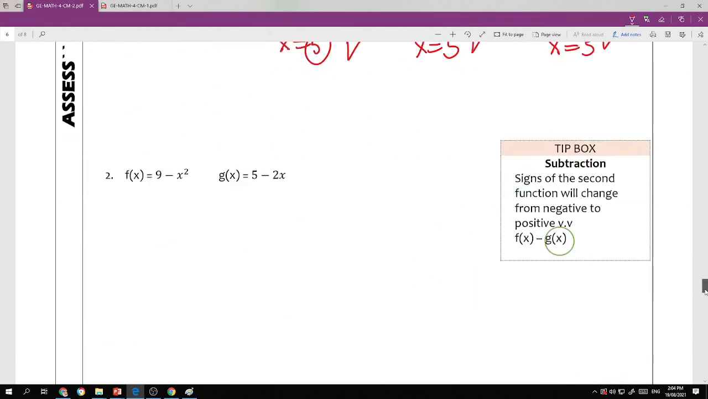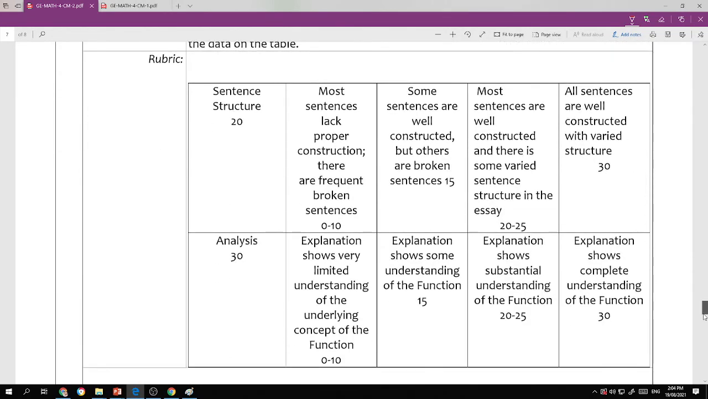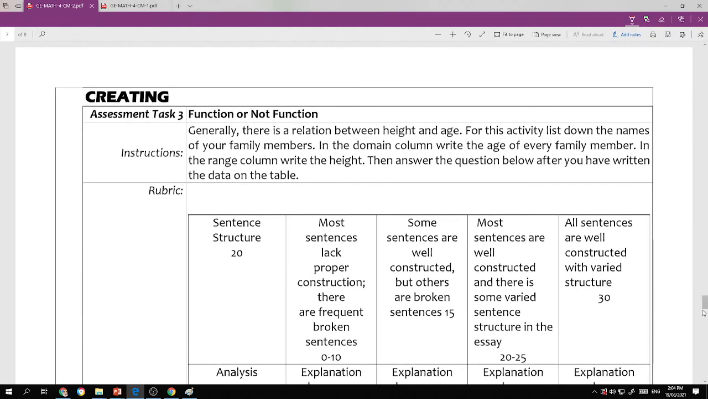Next, the next problem is this. What you will do is list your family members. If your family is small, you can include your cousins and uncles. Then ask for their age and their height. The age is our domain column. The range is our height column. So sir, what are relation and function?